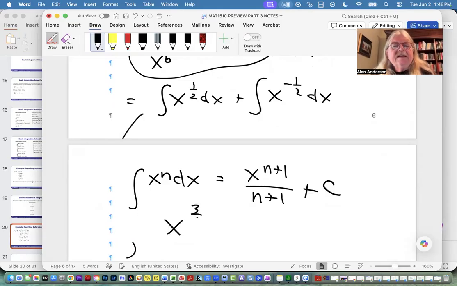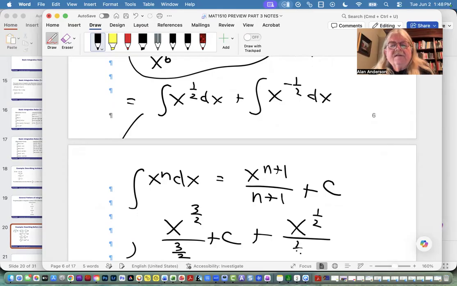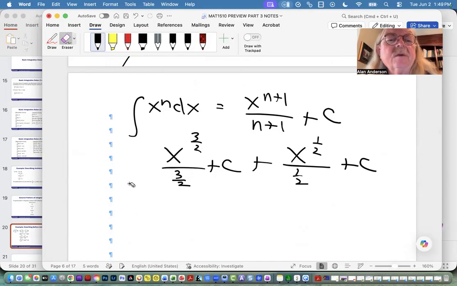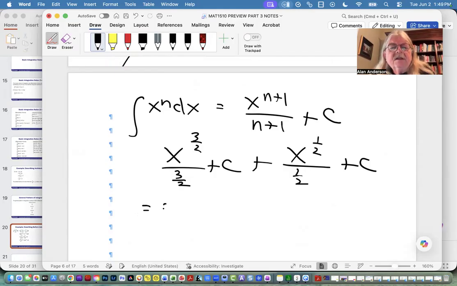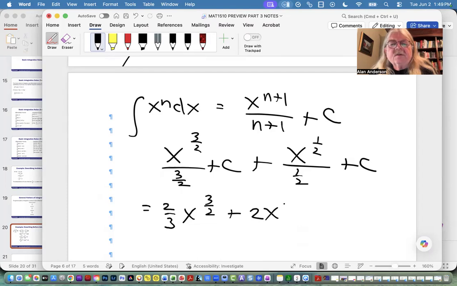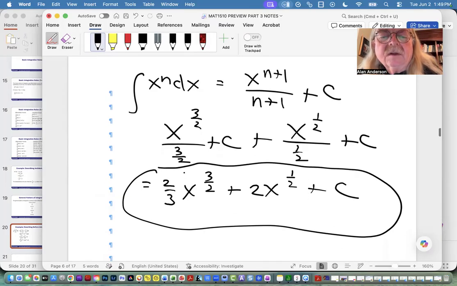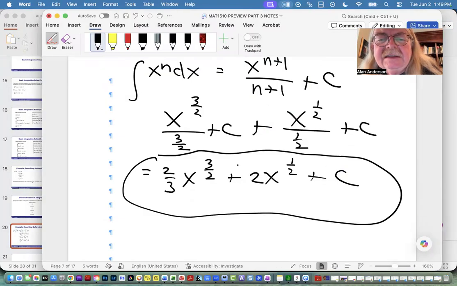So that means the first one is x to the 3/2 over 3/2. The second one is x to the 1/2 over 1/2. And again, you've got these two unknown constants. You can just lump them together because we don't know what they are anyway. Also, you might want to simplify it a little. This first term could be rewritten as 2/3 x to the 3/2. This one could be written as 2x to the 1/2. And then we have a constant. All right. And we're done.